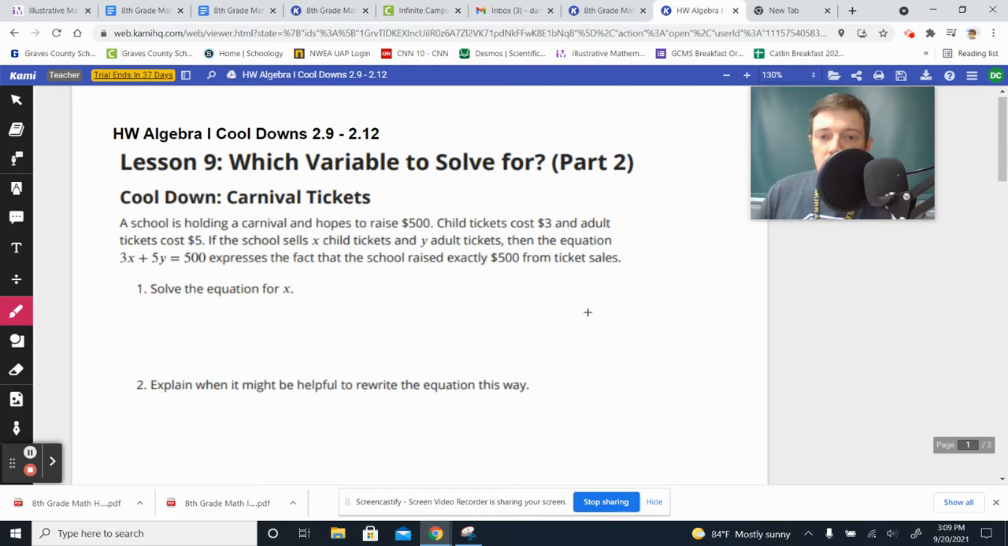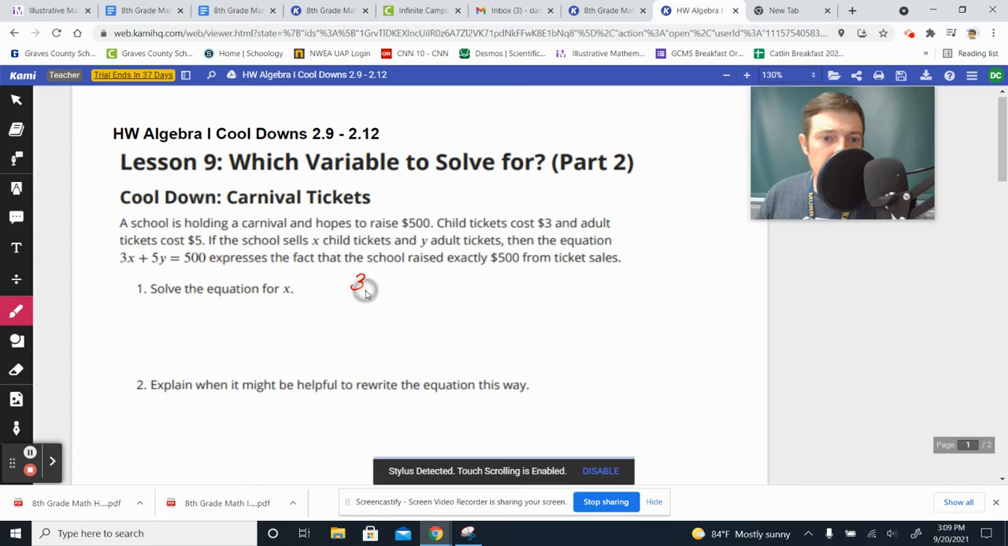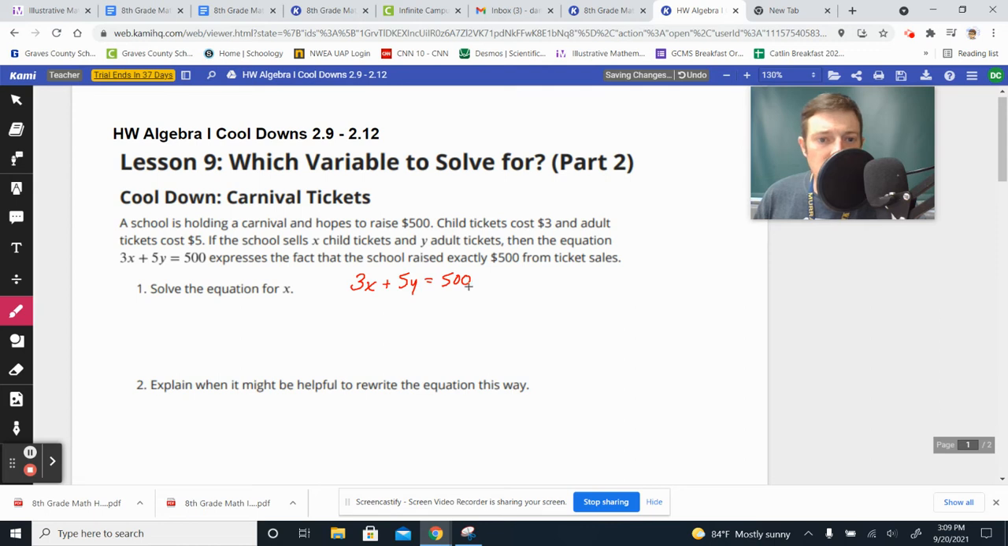And our first job here, what I want you to do, and you should be adequate at this, is solving for a variable. We want to get x by itself. So we've got our equation here of all the different ways that x and y could combine to make $500. And we want to get x by itself.